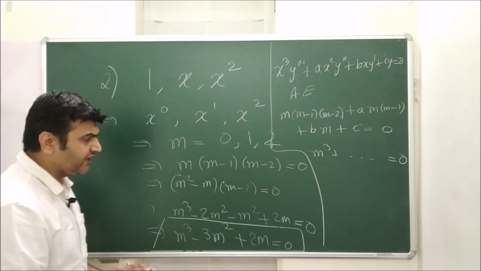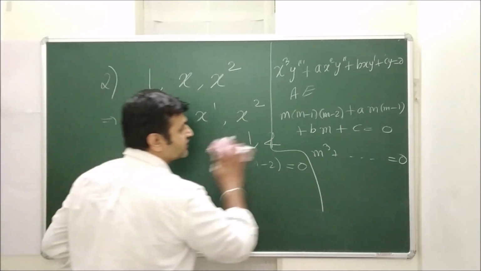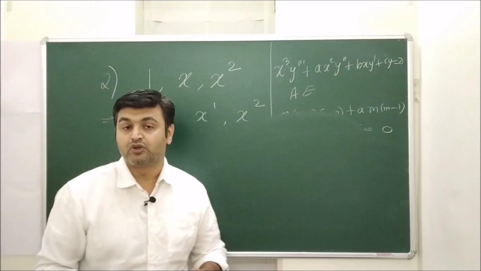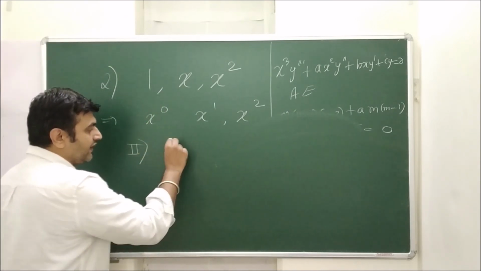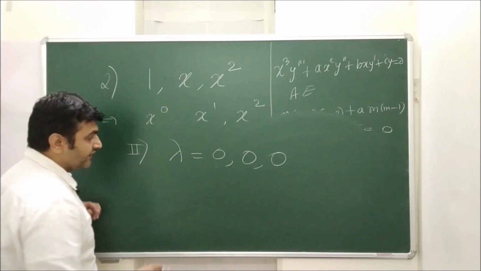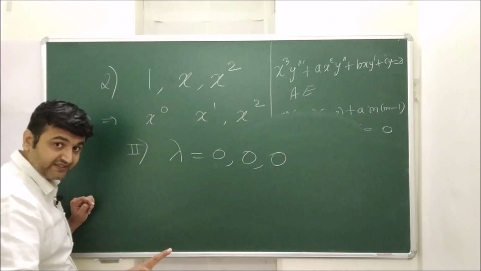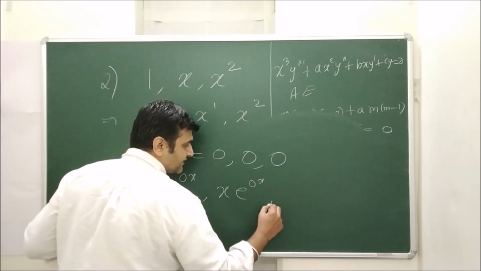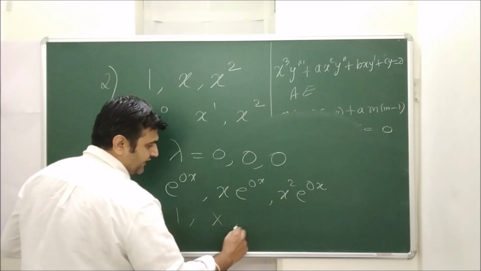But if you think a little bit, polynomials also come for constant coefficients. When you are playing with constant coefficients, when does the polynomial come? When your lambda is 0, because e raised to 0 is 1. So another possibility, the second possibility, is that my lambda is 0, 0 and 0. That means 0 is repeating. So whenever the roots are repeating for constant coefficients, what is the solution? e raised to lambda x, x e raised to lambda x, x square e raised to lambda x. So this is nothing but 1, x and x square.